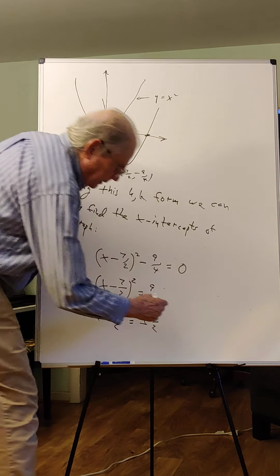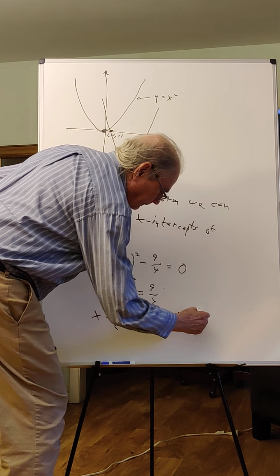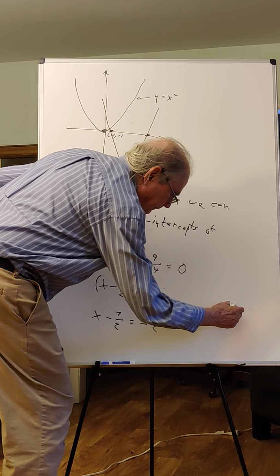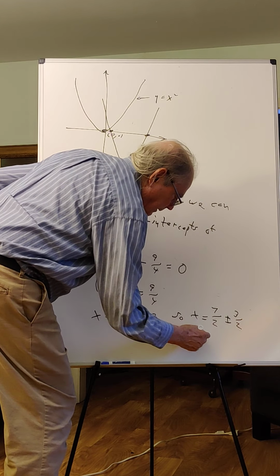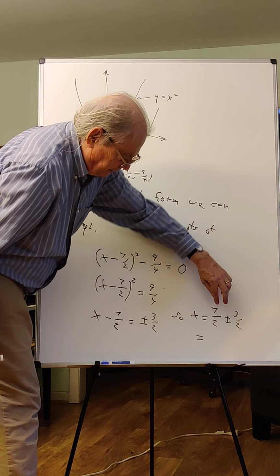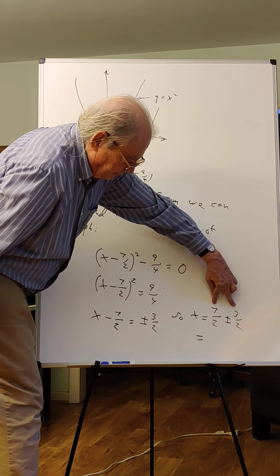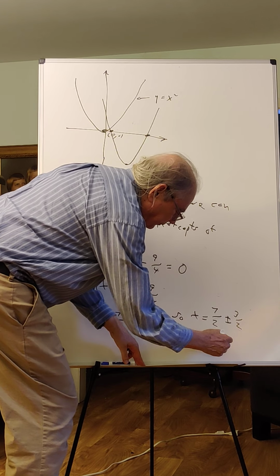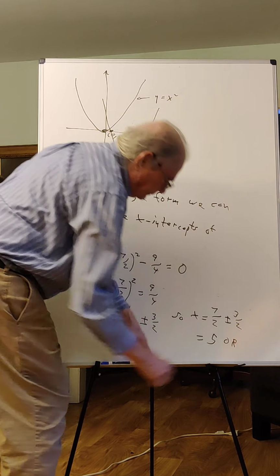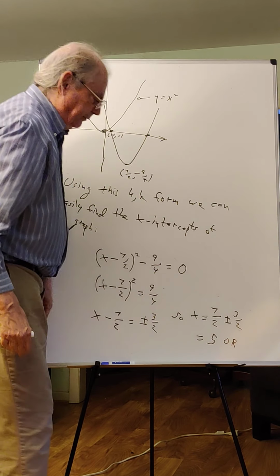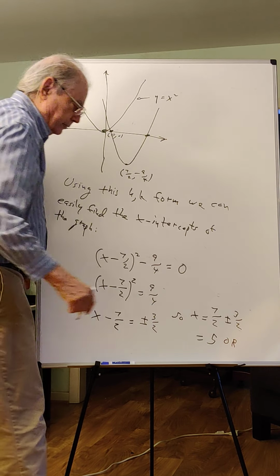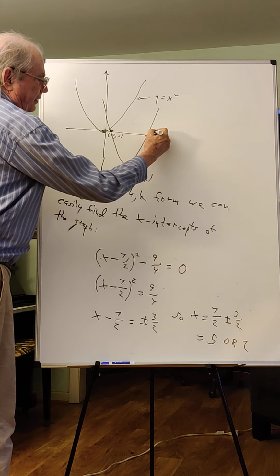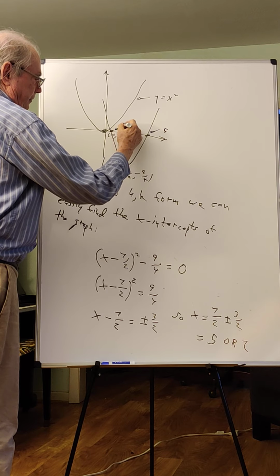So x then is 7/2 plus or minus 3/2. So if you choose the plus sign, it's 10/2, which is 5. And if you choose the minus sign, 7/2 minus 3/2 is 4/2, which is 2. 5 or 2. So this x value is 5, this x value is 2.